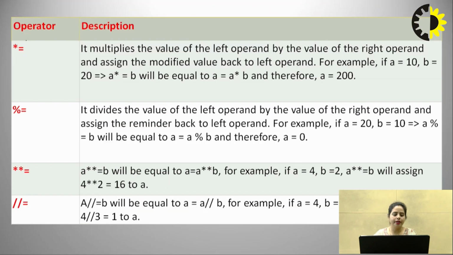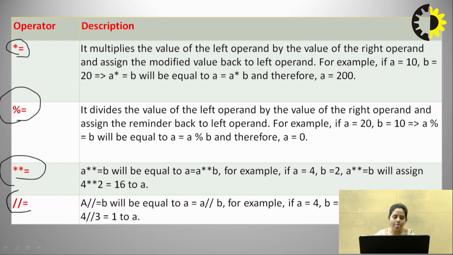Now the next operator is multiply is equal to. This will do the very same thing. First it will multiply the operand by itself and then assign the result value to the operand itself. This is your homework, you can do it on your own. Next is your modulus is equal to operator. This will first give the remainder and then assign the remainder value to the left operand. This is your exponent is equal to operator. This will first calculate the exponent value and then assign it to the left operand.